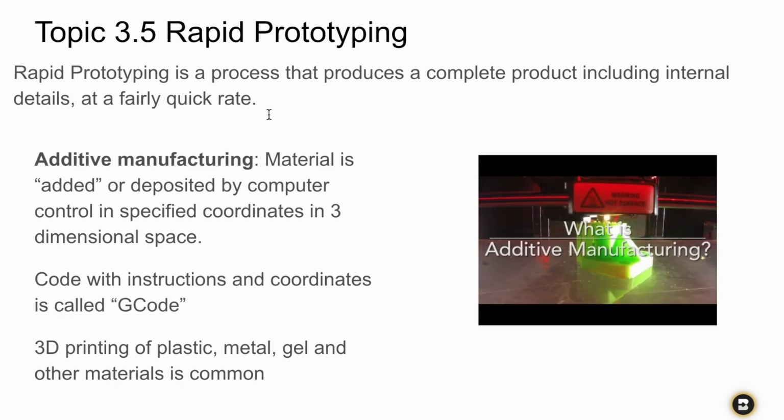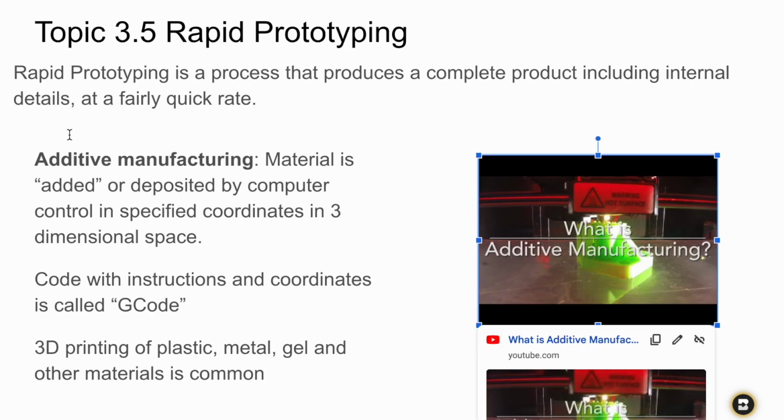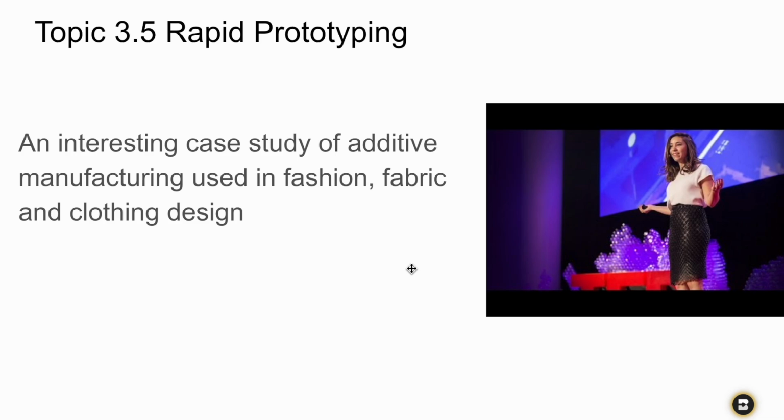Additive manufacturing: material is added or deposited by computer control in three-dimensional space. The code with instructions and coordinates is called G-code. 3D printing of plastics, metals, gels, and other materials is very common. And again, you can watch this video right here. This is about additive manufacturing. This is another interesting case study about additive manufacturing. This is a piece of clothing that is 3D printed.